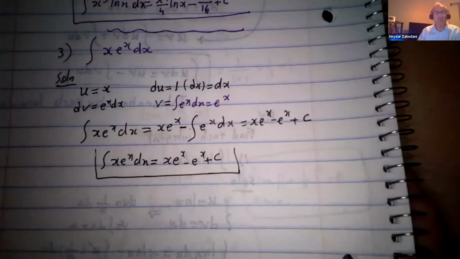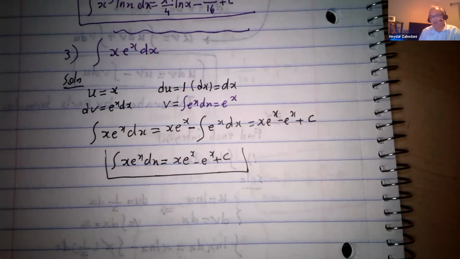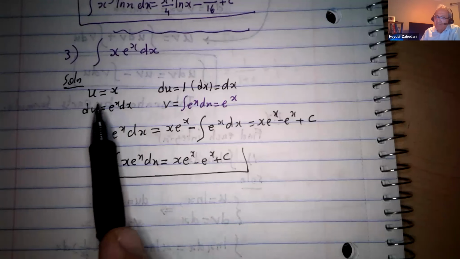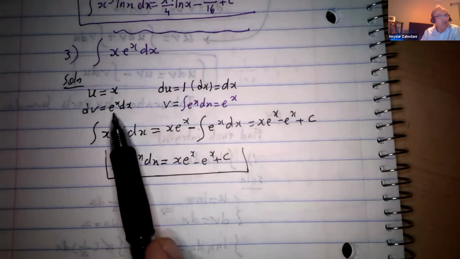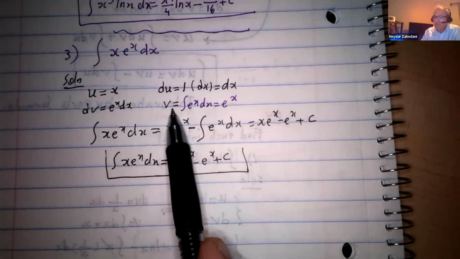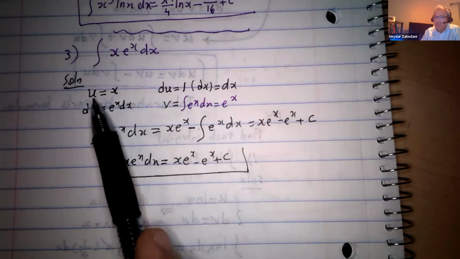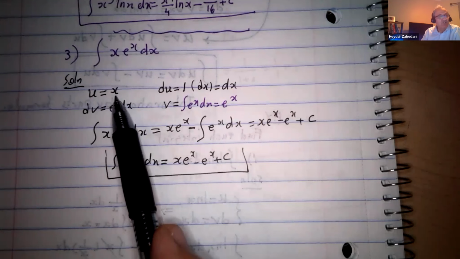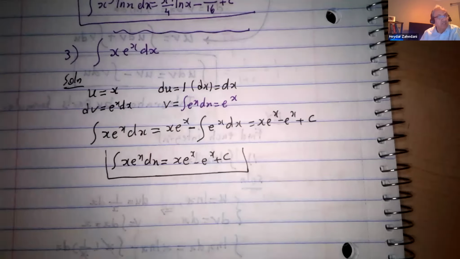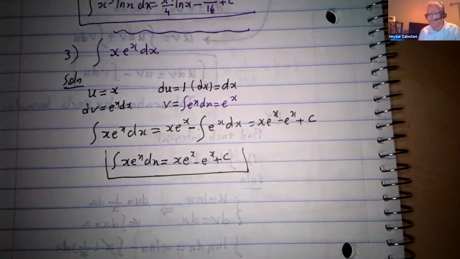Okay, so this is how we're going to handle the integral of x e to the x dx. I picked u to be equal to x, so the leftover dv is going to be e to the x dx. It's easy to integrate because the integral is the same. But since you picked x, when you differentiate it, you reduce it to 1, which is very easy to handle.